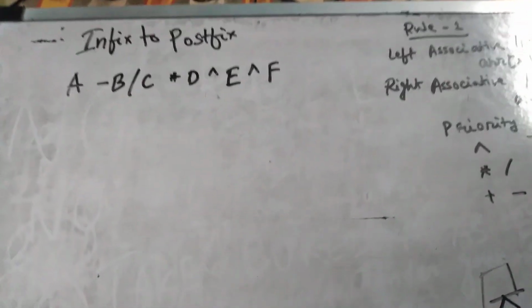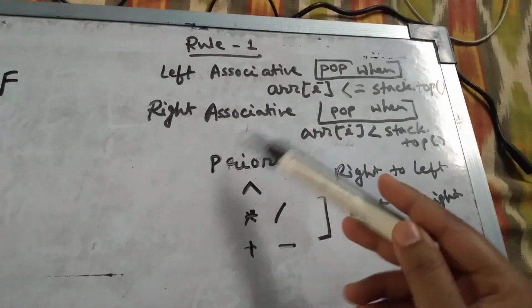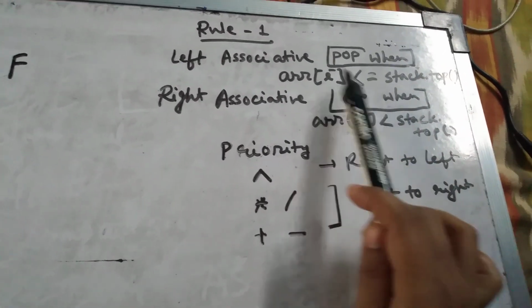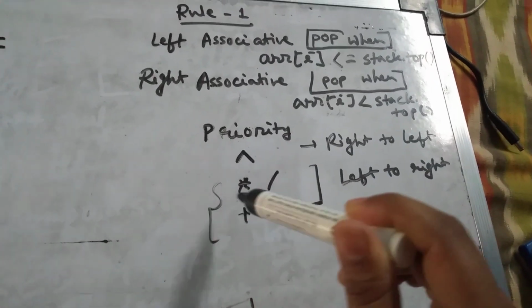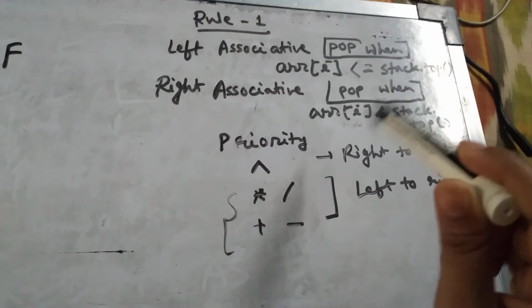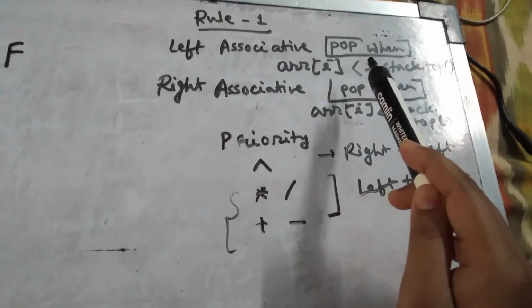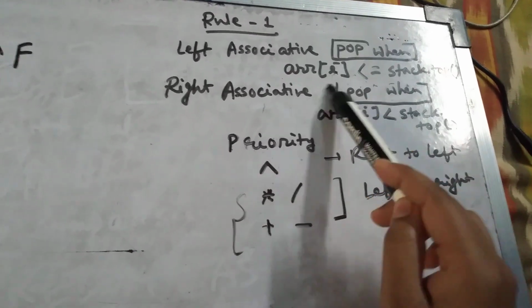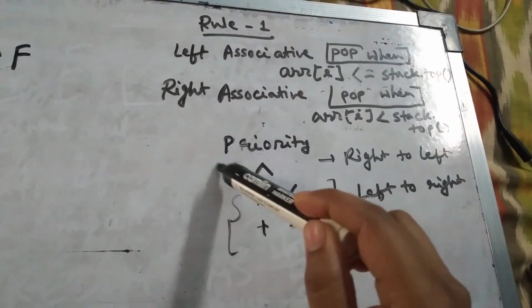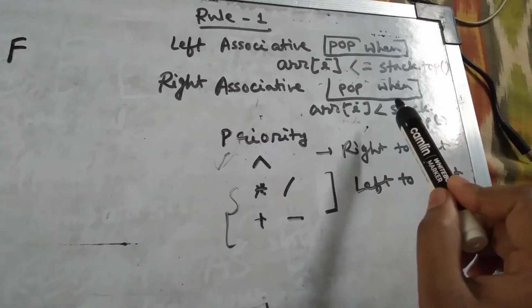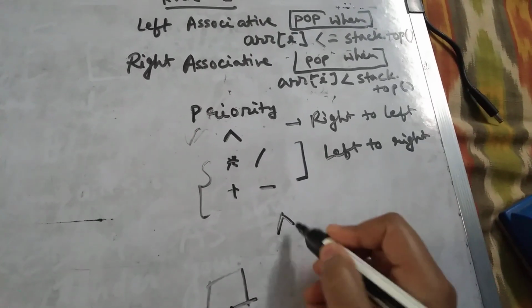Now I'll tell you how the whole algorithm works, one step after another, before we start, by understanding when to pop and when not to pop. Popping is done for a left associative operator, like multiplication, plus, division, minus: when it comes, if it is less than or equal to the stack top, the top is popped. But for a right associative operator, only when it is strictly less than the stack top do we pop.